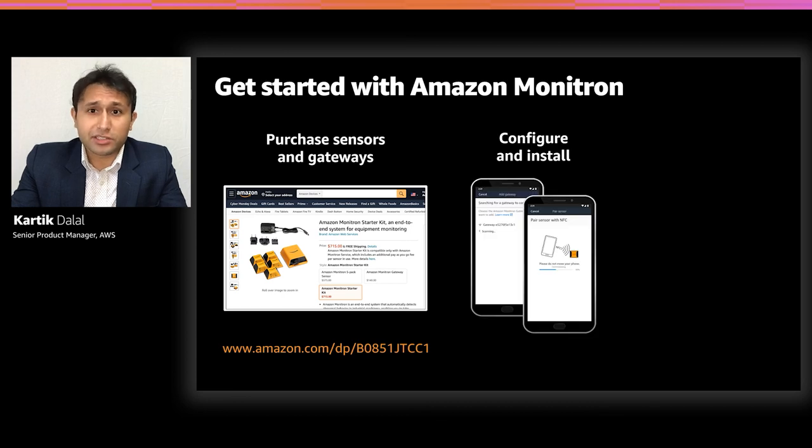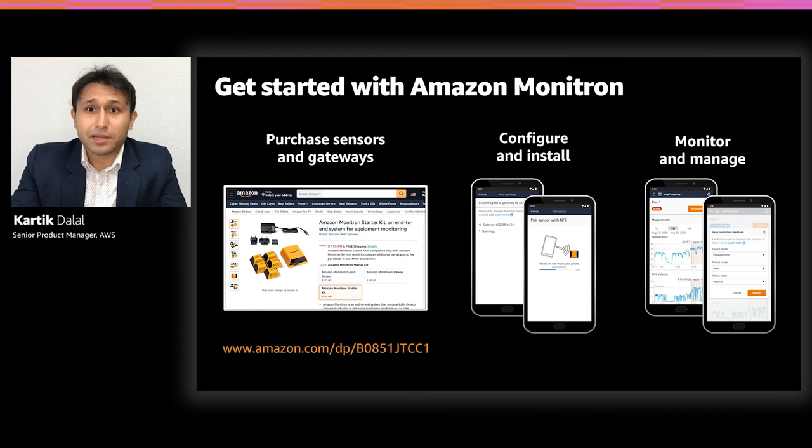Once you purchase these devices and receive them, you can configure and install them. As we saw in the demo, the steps are quick and easy, and in a matter of a few minutes, you can install these devices and start monitoring your equipment. Once you install the devices, Monitron automatically starts monitoring your equipment. It sends you an alert when it detects abnormal conditions in your machine. Technicians can investigate the issue based on these alerts and take any actions to fix them. They can come back to the app and add feedback so that they can benefit from continuously improving performance of future alerts.